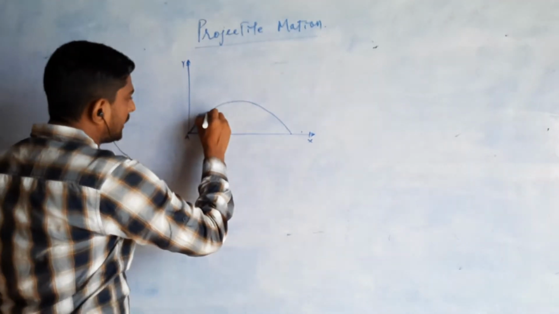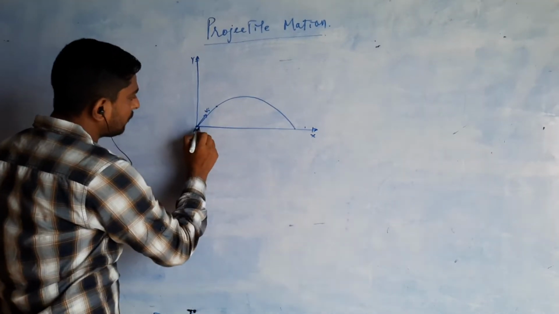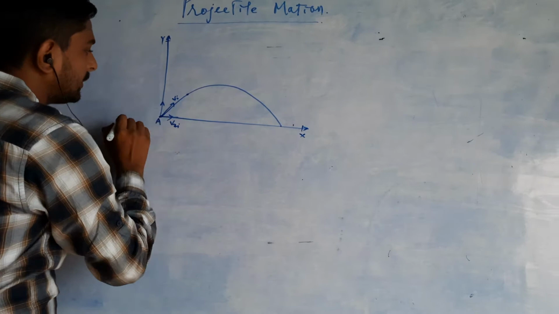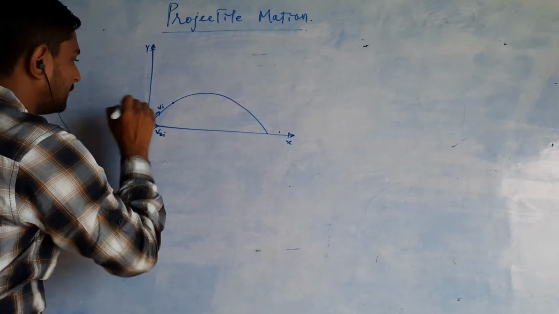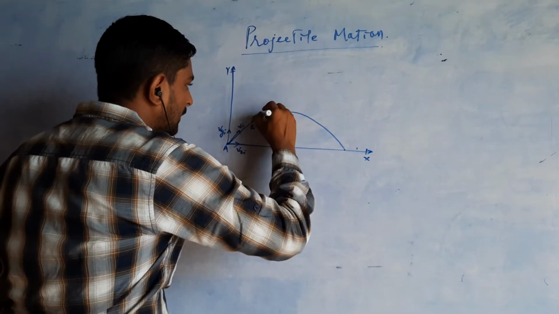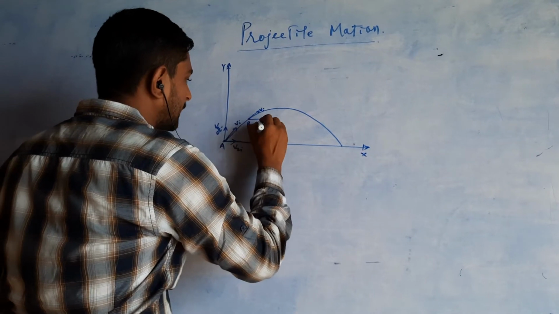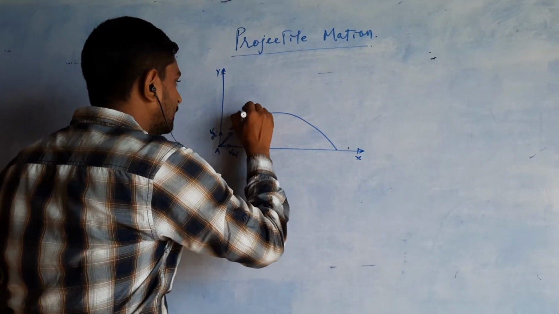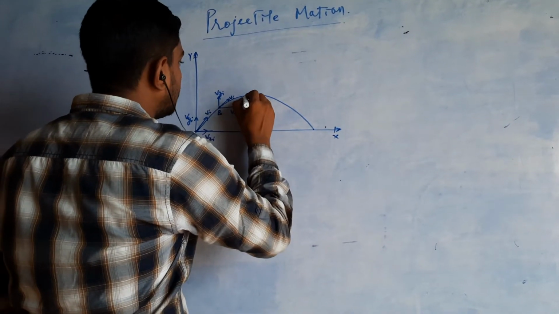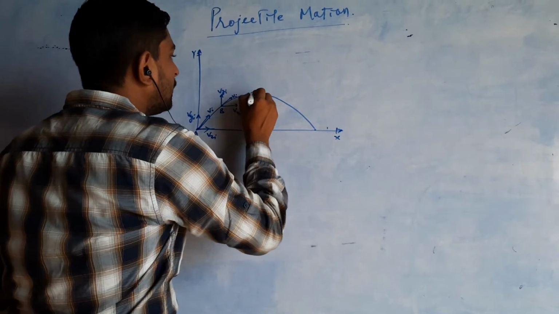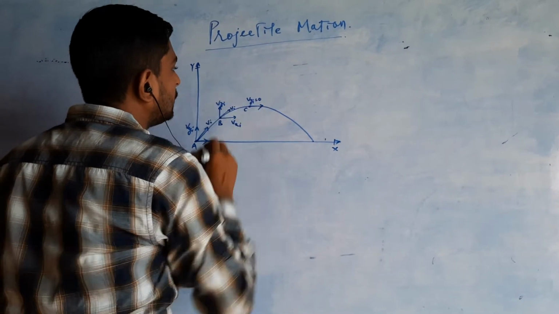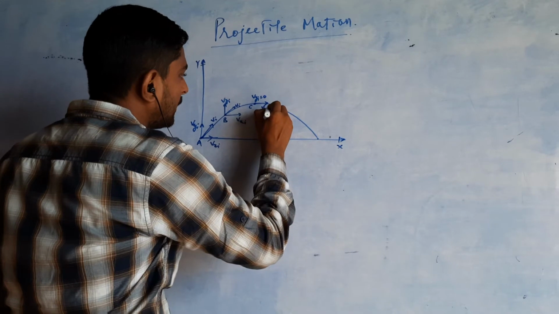Let's say at this point, the component of velocity in the horizontal direction is vxi, and in the y direction it is vyi. Let's say at some point B, the velocity vi is in this way, and in the x direction it is vxi, and in the y direction it is vyi. Now at the topmost point, point C, the velocity is only in the horizontal direction, because the vertical component of the velocity is 0 at the topmost point. So we have only vxi here.